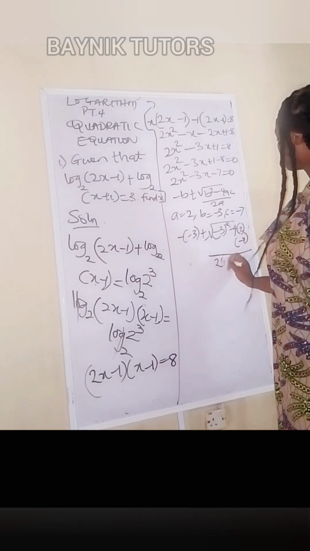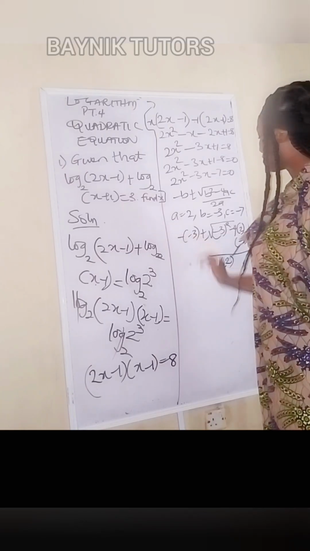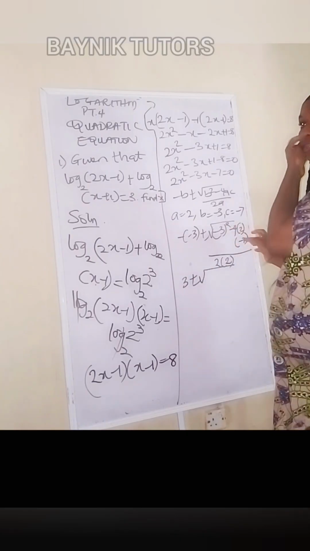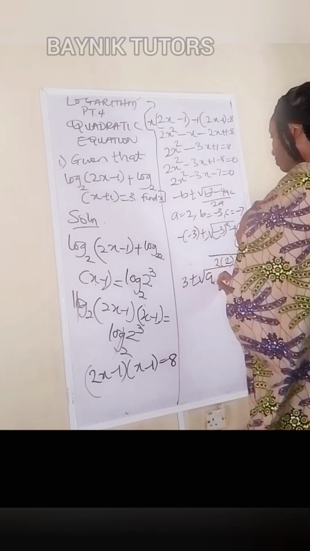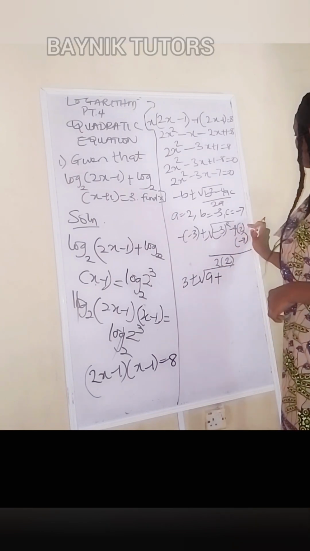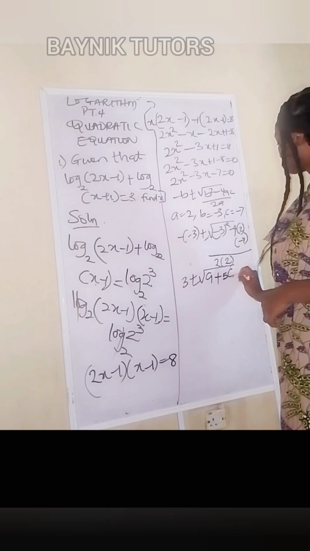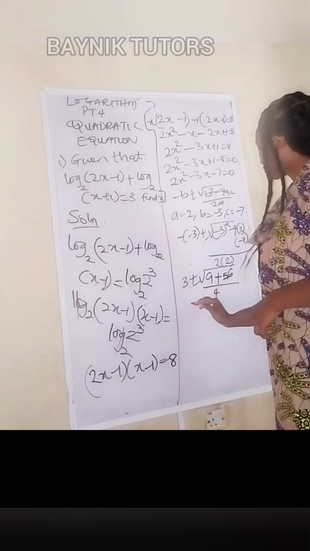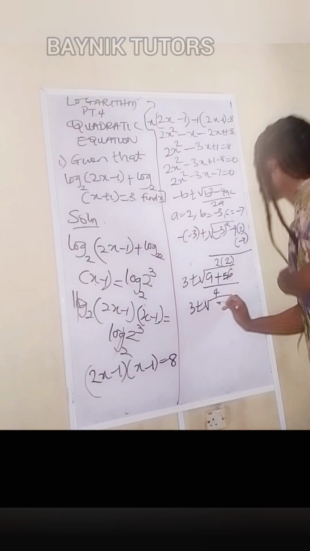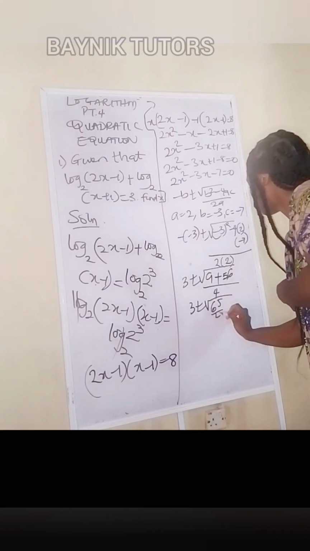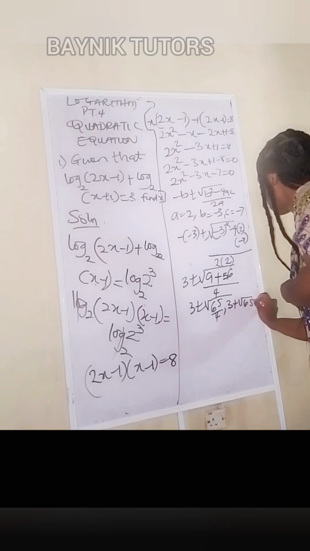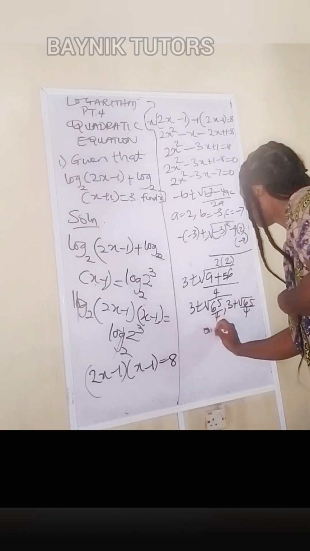Over 2. So now minus and minus is plus. So it's 3 plus or minus. Minus 3 raised to the power 2 will give us 9. So it's 9. Minus times minus is plus. That will be plus. 4 times 2, 8. 8 times 7 is 56, over 4. So 3 plus or minus, when you add this one, you're going to get 65 over 4. So now we have 3 plus root 65 over 4, or 3 minus.